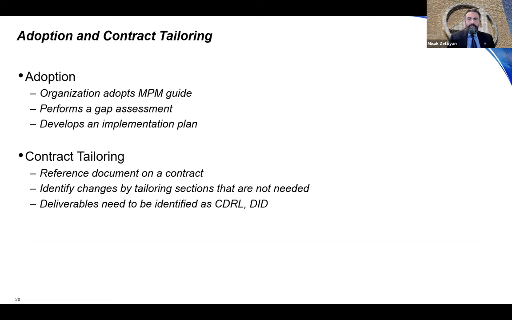So how would an organization adopt a guide? If an organization chooses to adopt the MPM guide as is, it can use it to perform gap assessments along with the model-based capabilities matrix described earlier to develop implementation plans to fill in the gaps in order to achieve its business objectives. Contract tailoring may be needed when the MPM guide is a reference document on a contract. In this case, the organization can identify changes by tailoring out sections that are not needed or not applicable to their portfolio or program. The associated agreed to deliverables can be identified in the contract data requirements lists and the data item description associated with the contract.